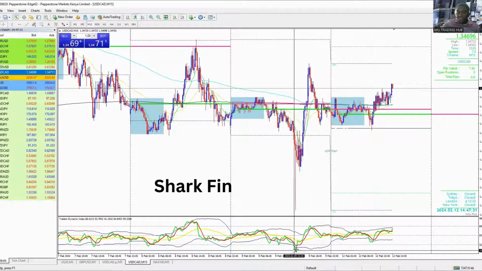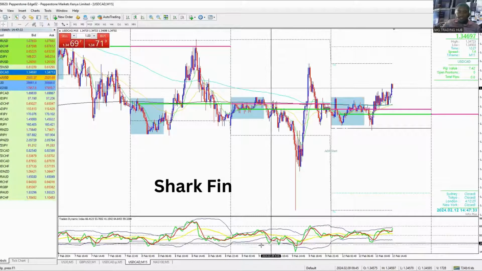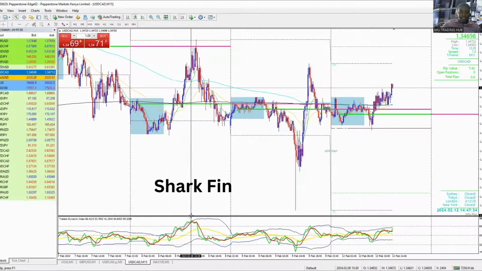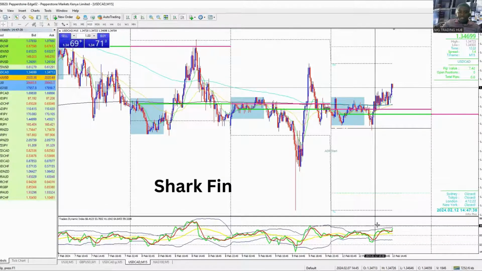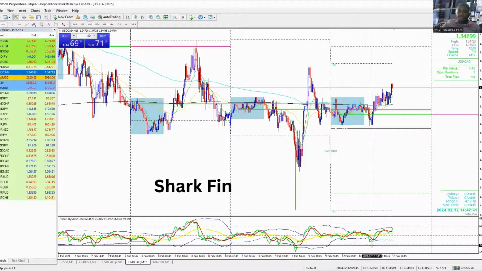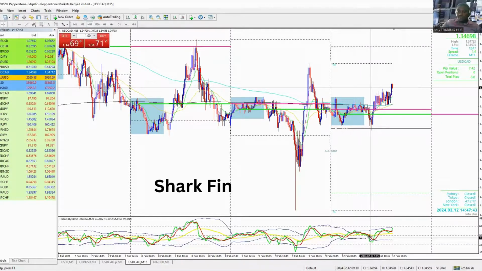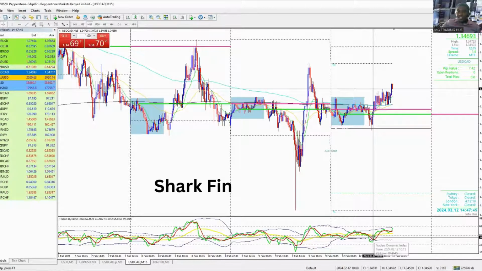This is a shark fin, this is a shark fin, and this is a shark fin. Every time the price moves out of the band, that's a signal.